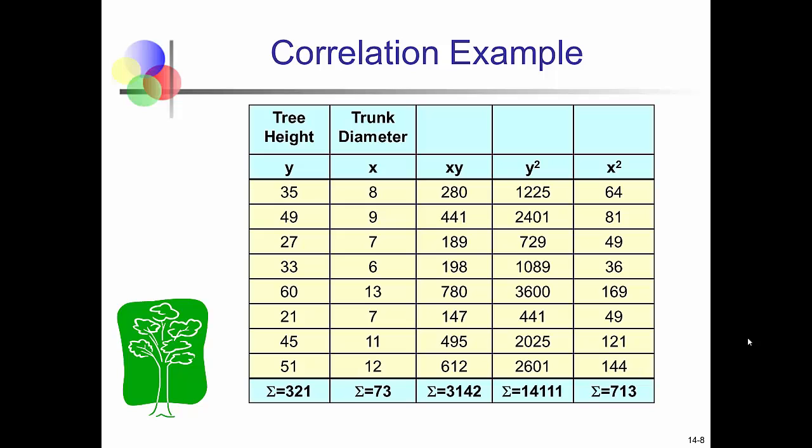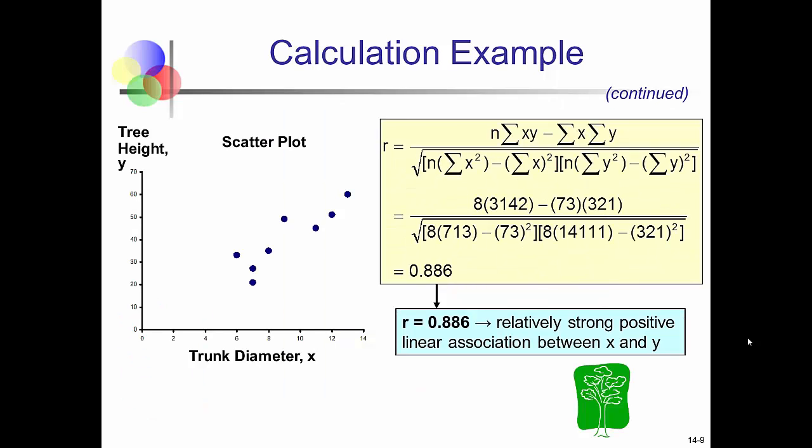Suppose we're interested in the correlation between tree height and the tree trunk diameter. And we have a sample here where we've got 35 feet and 8 inches. That's one tree. We've got 49 feet and 9 inches, and so on. To do this by hand, we really just multiply those together. We square the y, we square the x's, and we add up all of these columns. And we plug them into the formula here.